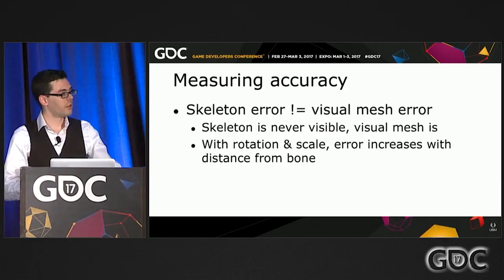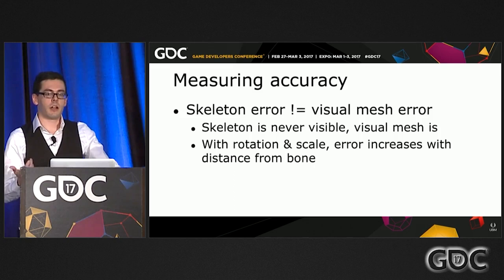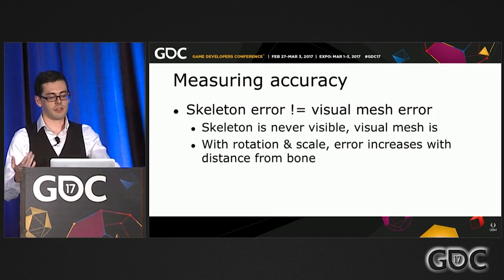And last but not least, the error that we might measure on the skeleton is not the same or equivalent as we would measure it on the visual mesh. The skeleton is never really visible, right? The visual mesh is what the users, the designers, the animators, what everybody sees. And the error is not the same because with rotation and scale, the error actually increases the further away you get from the bone. And we can visualize it like this here.